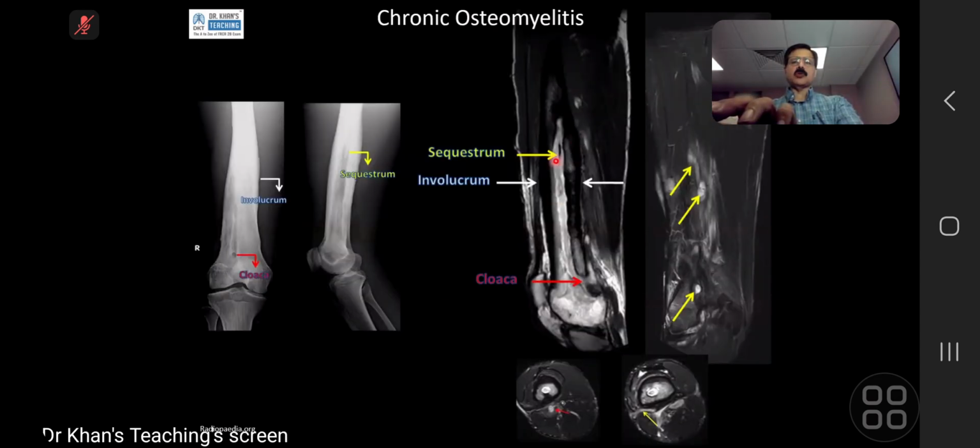Same findings on MR. Please remember that sequestrum will be low signal on all sequences because it is sclerotic. And look here, there is a breach here, and from that breach, infection is going out. So this is the cloacae.